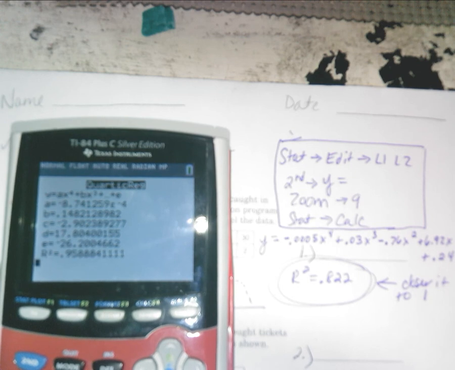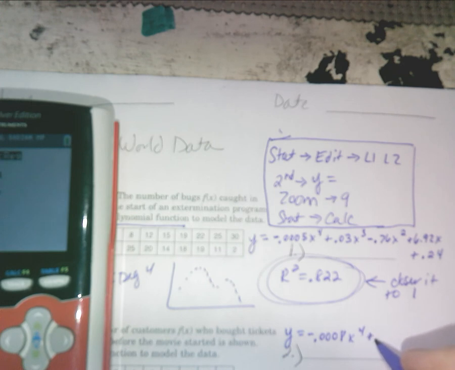Well, like I said, if you're looking at R squared, it really wouldn't matter in this case if you chose cubic or quartic, because the R values are so close. But you would just have y equals -0.0008x to the 4th plus 0.15x to the 3rd plus -2.9x squared plus 17.8x minus 26.2 with an R value of 0.9588.